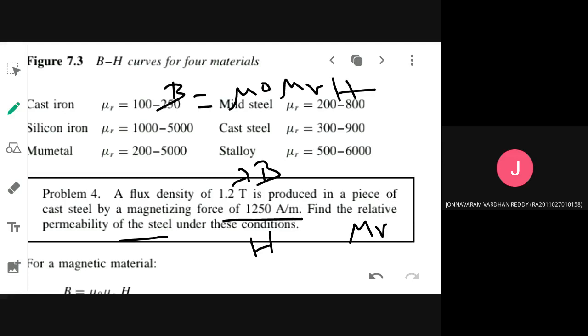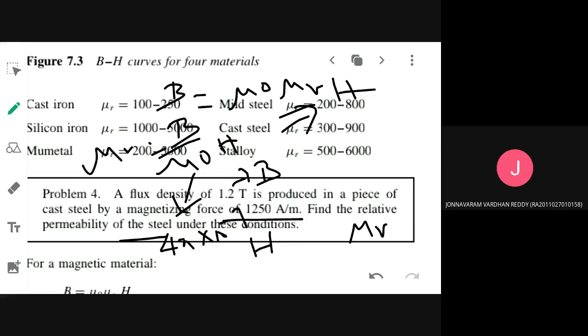So I want relative permeability mu r. Mu r is equal to B divided by mu naught H. What is the value of mu naught? Mu naught is 4 pi into 10 to the power minus 7. Find out mu r.